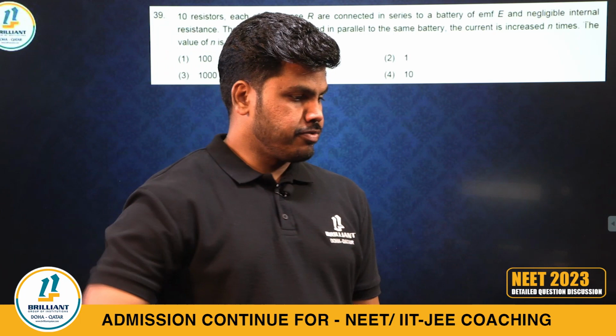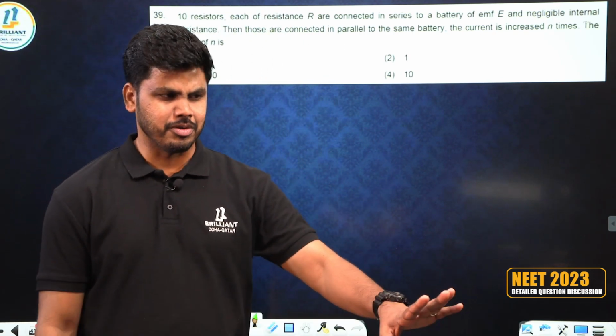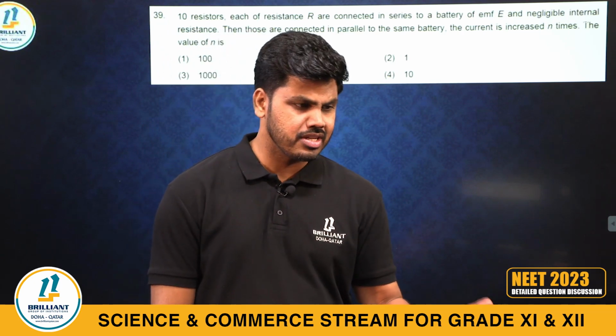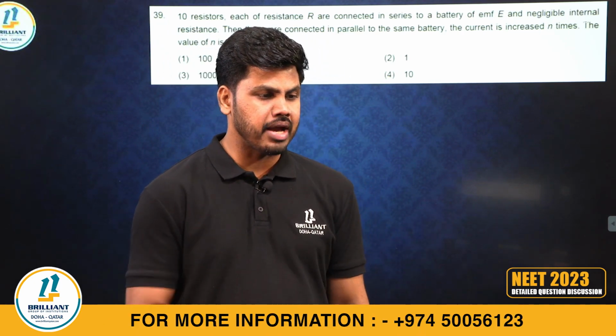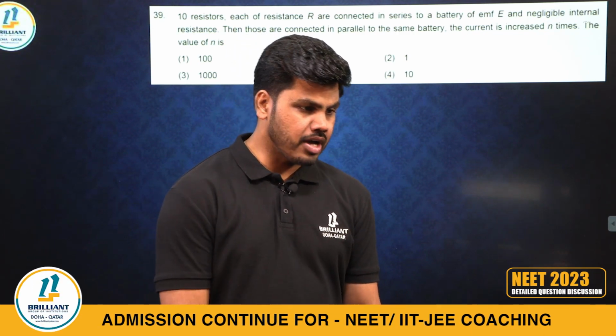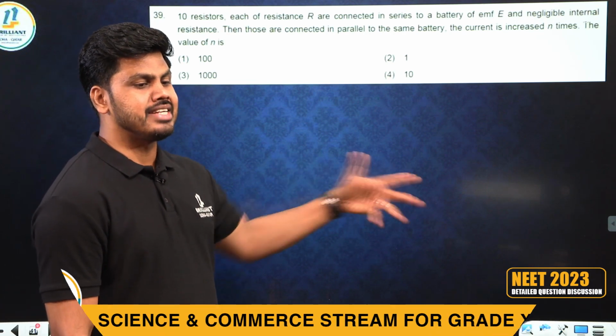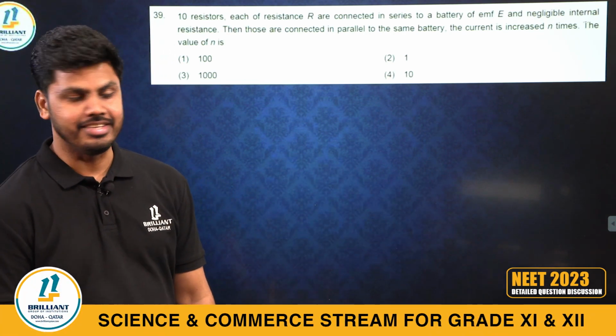39. A question from current electricity, but that's a very simple question, I hope. 10 resistors, each of resistance R, are connected in series to a battery of EMF E and negligible internal resistance. Then those are connected in parallel to the same battery. Then the current increases N times. The value of N is.